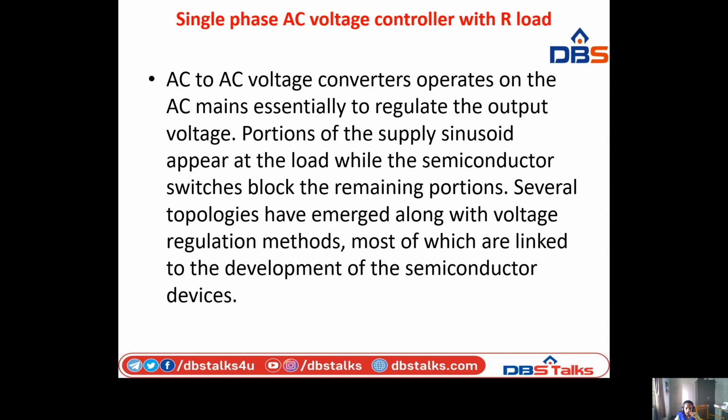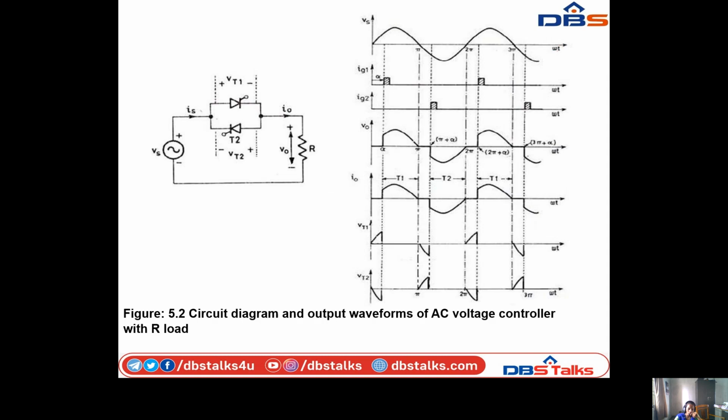Here, the AC voltage converter operates on the AC mains and is essentially used to regulate the output voltage. The supply will be sinusoidal and appears at the load while the semiconductor switches block the remaining portion. Several topologies have emerged along with the voltage regulation method, most of which are linked to the development of semiconductor devices. Here we are using a single phase AC voltage controller with RL load.